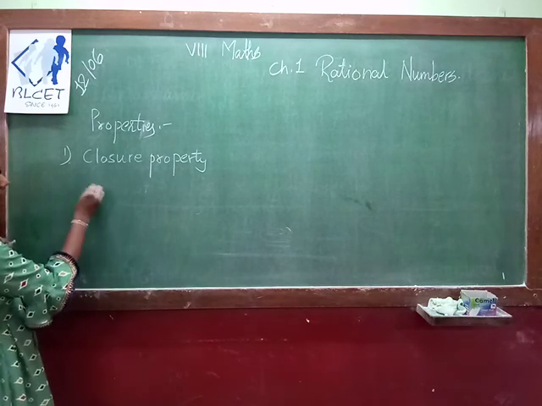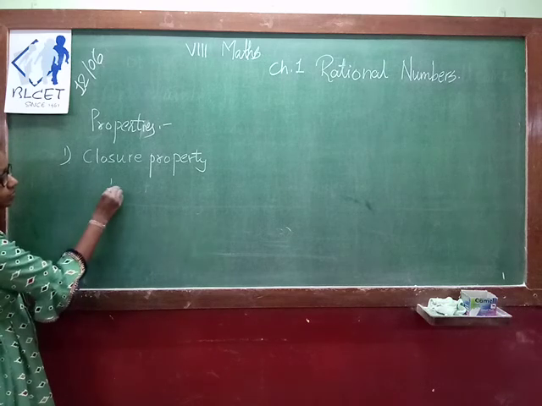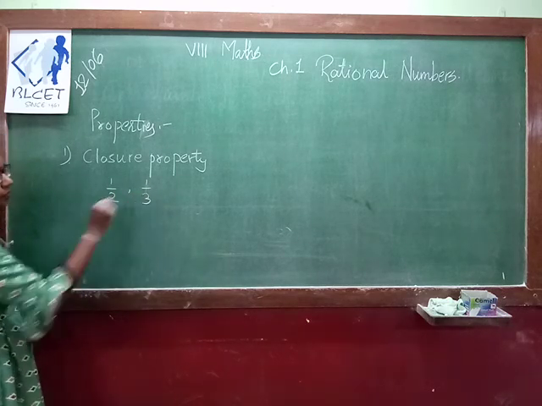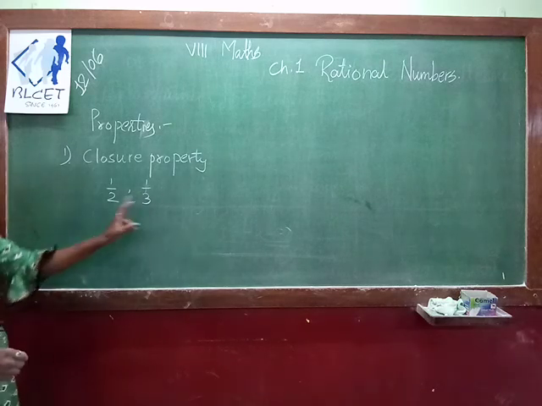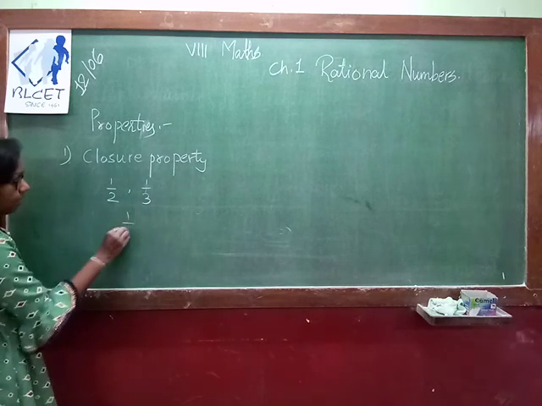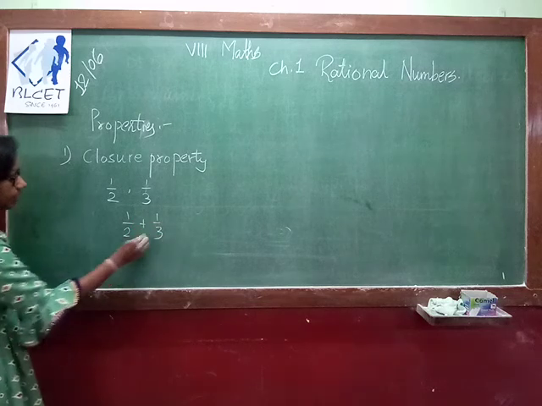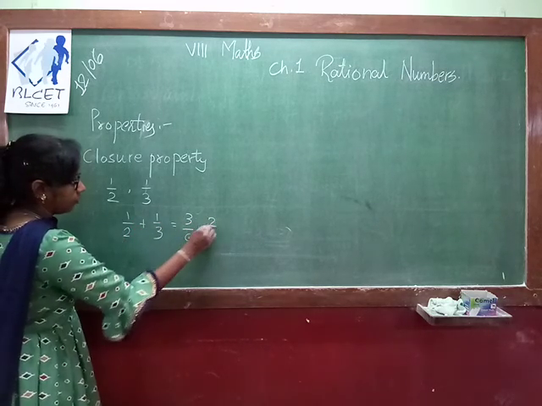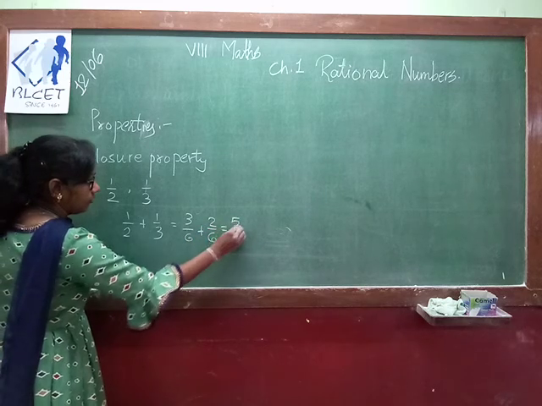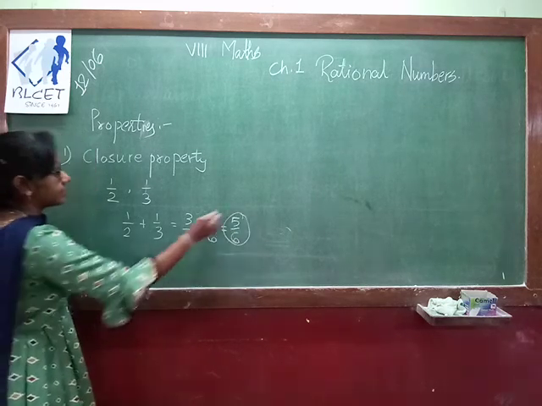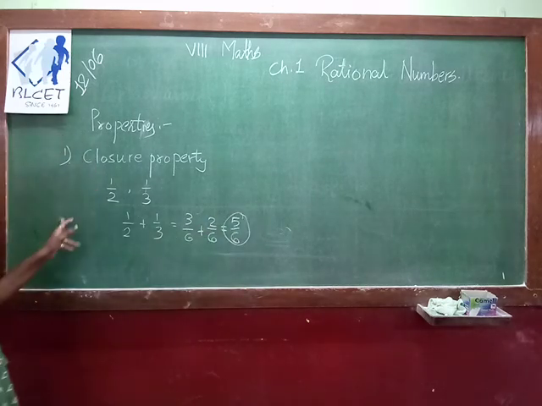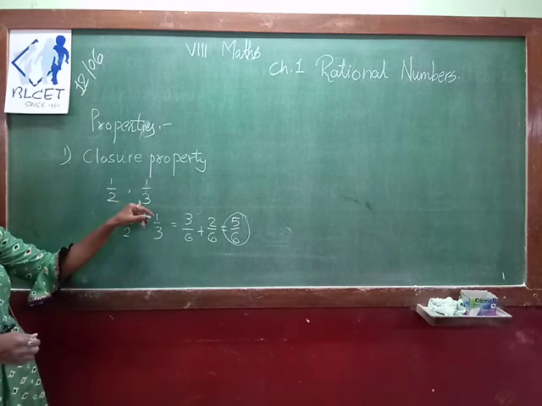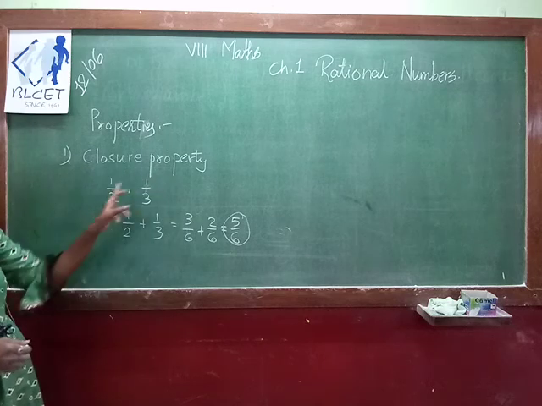If you take any two numbers, suppose I am taking two rational numbers 1 by 2 and 1 by 3, and when I do the addition of these two numbers, we know how to do the addition. We have to take LCM over here. So your LCM is 6. So this is 3 by 6 plus 2 by 6. So what is the answer? 5 by 6. Again this 5 by 6 is a rational number. So what we can say? For rational numbers, closure property holds for addition. Okay, this is your closure property for addition.